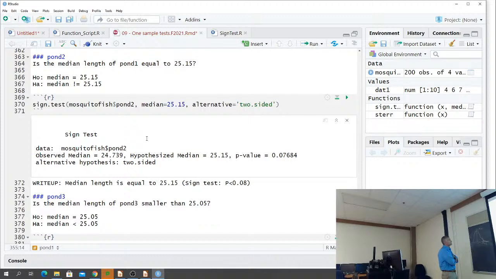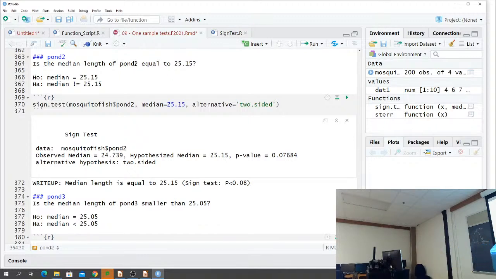Pond 2, oops, is the median length of pond 2 equal to 25.15? So our null hypothesis is that it is equal to 25.15. Our alternate is that it's not, so it's a two-sided test. So we use sign.test, mosquitofish$pond2. Mosquitofish is what I read my data set in as. We specify our median. It's a two-sided test.